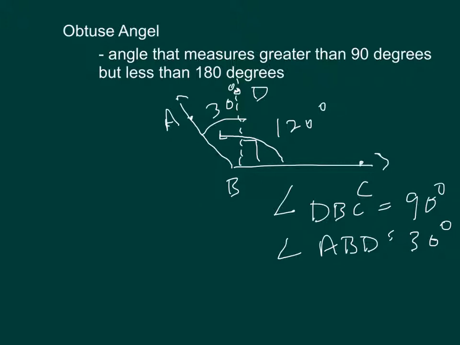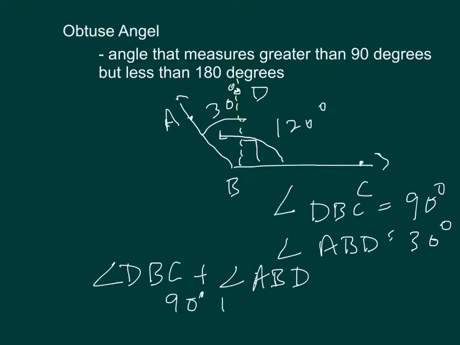So angle DBC plus angle ABD would be 120 degrees, creating your obtuse angle. And we can write it out like this: 90 degrees plus 30 degrees equals 120 degrees. And of course, you could label the obtuse angle angle ABC. And there it is.